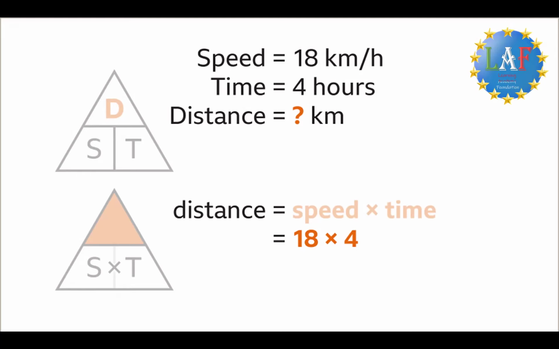So, for example, if the speed of a car is 18 kilometers per hour and it takes 4 hours for the journey, how many kilometers has it traveled? Distance equals speed times time. That is 18 times 4. That is how much? 72. Correct.